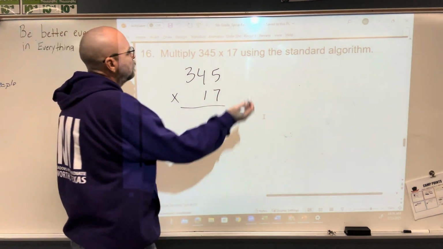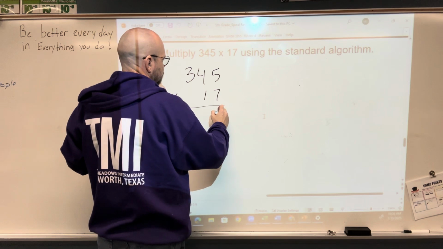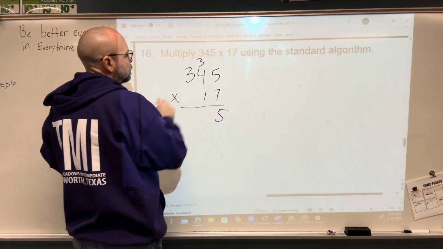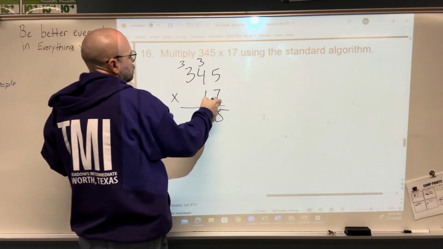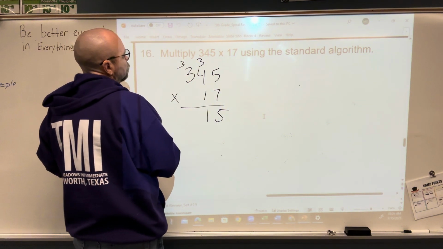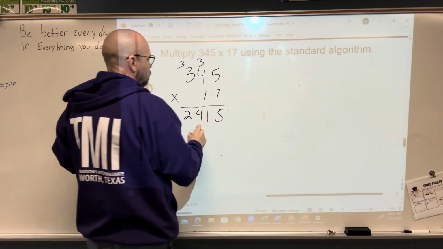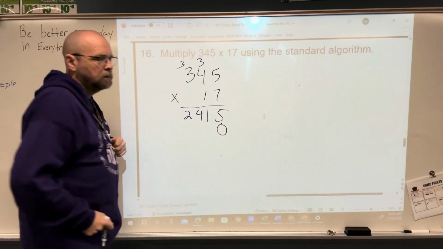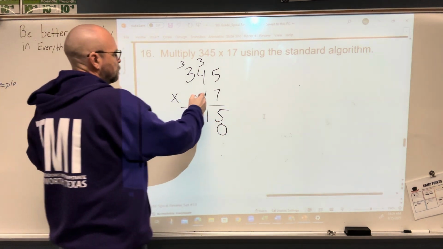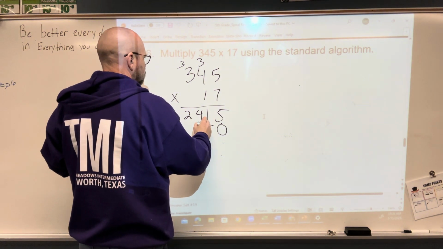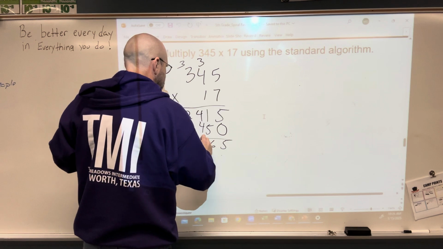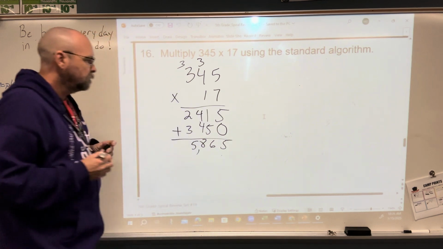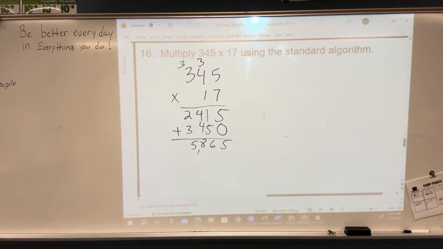Let's see here. 7 times 5 is 35. 7 times 4 is 28, plus 3 is 31. 7 times 3 is 21, plus 3 is 24. Now I'm moving to the tens place. That's the reason the 0 goes there. And it'd be 5, 4, 3. Add that together, I get 5,865.